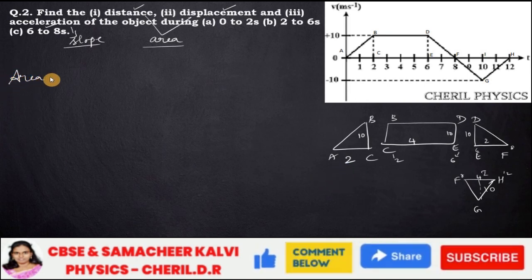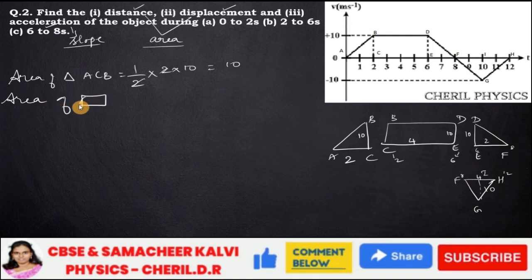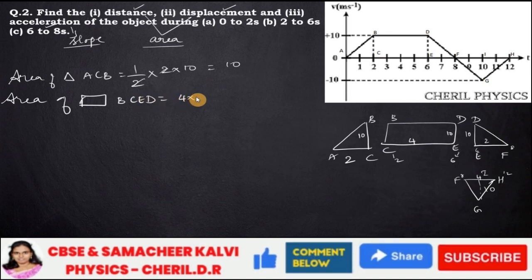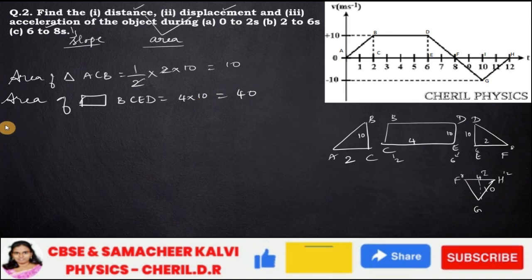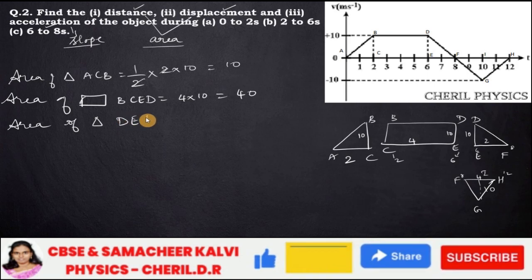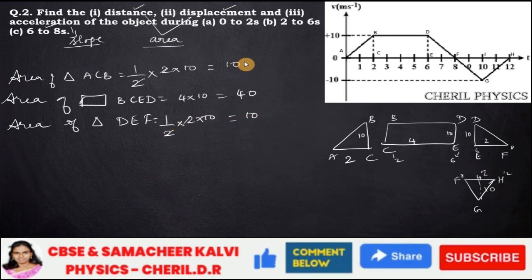So area of triangle ACB will be half into base into height, so half into 2 into 10, which will be 10. And then area of rectangle BCED will be length into breadth, so 4 into 10, which will be 40. And then area of triangle DEF will be again half into 2 into 10, which will be 10. All these are in meters. Area will give us the distance.